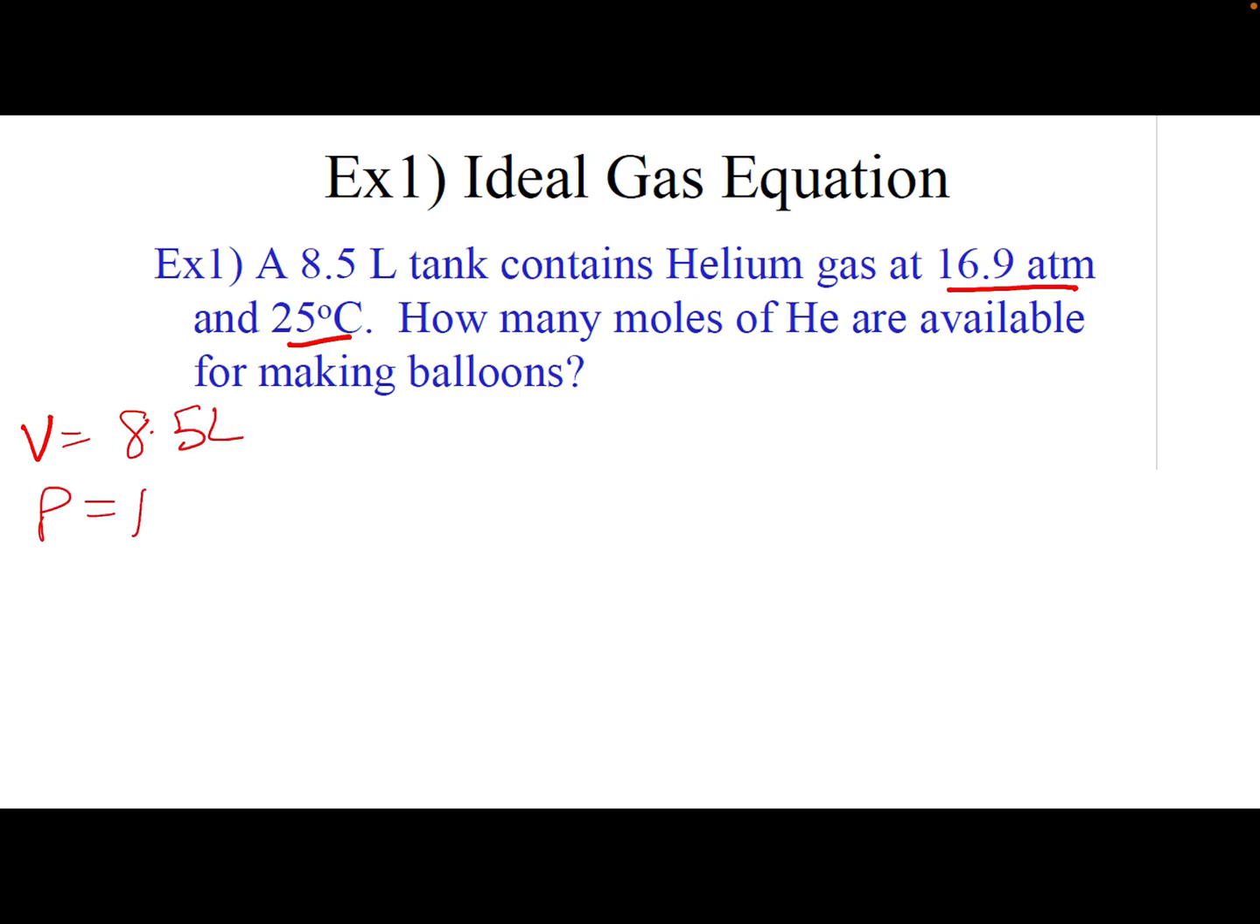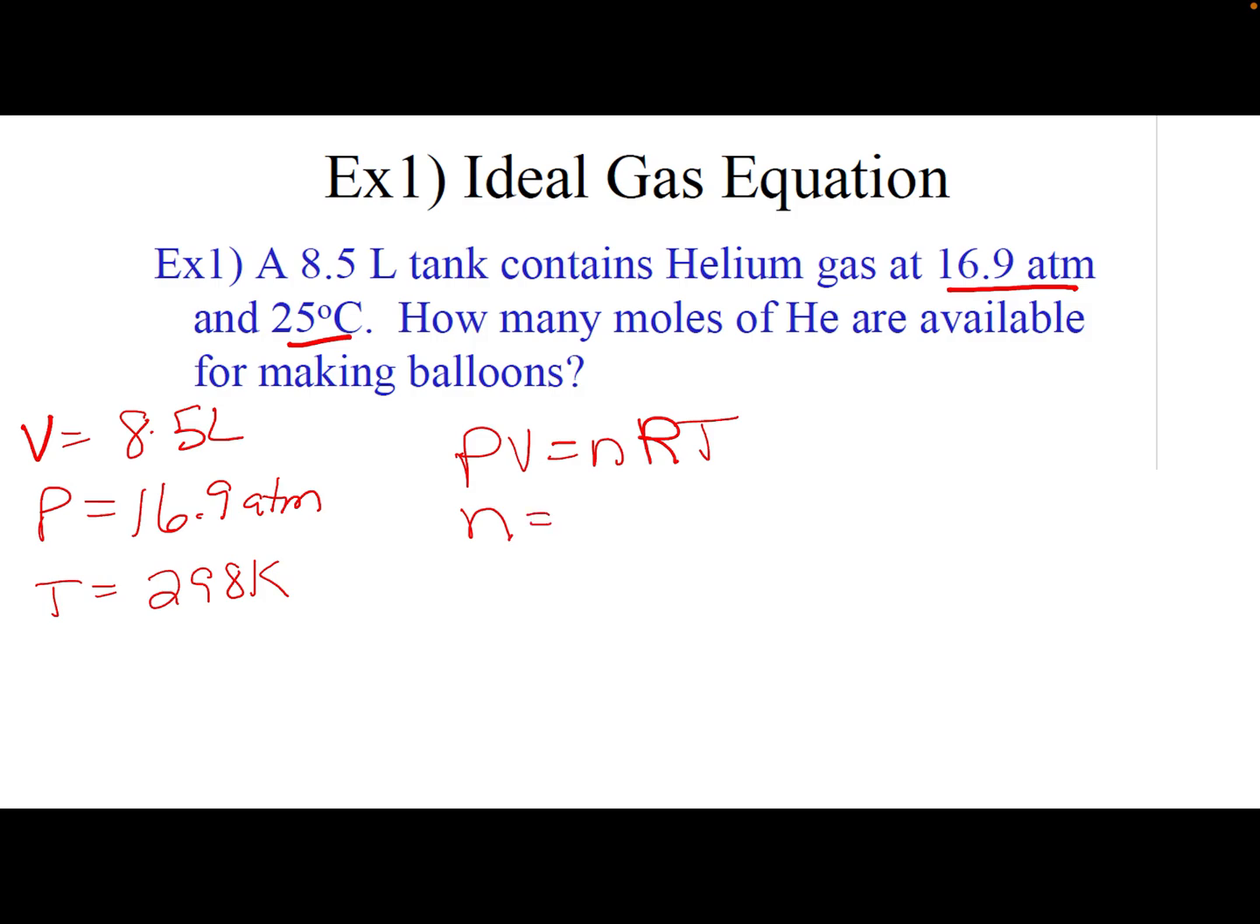Our pressure is 16.9 atmospheres. And our temperature, at this point, I'm going to immediately convert it to Kelvin. 25 plus 273, so that I don't forget. So that's 298 Kelvin. And then we can use the ideal gas equation to solve for moles.